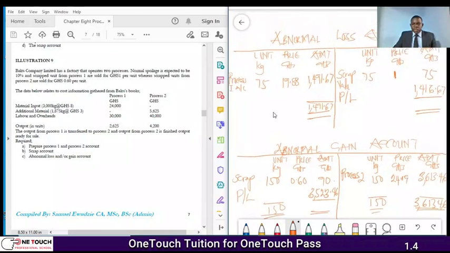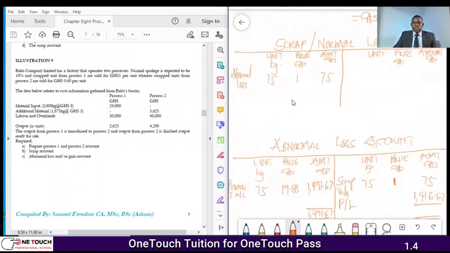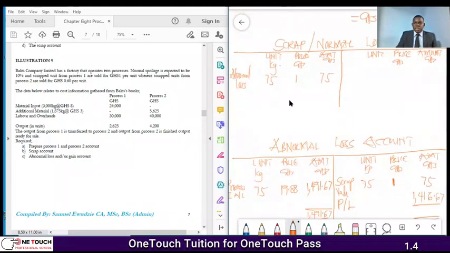So this scrap value will be transferred to the scrap account. So you have abnormal gain of, the value of the scrap is 90 cedis. That is 150 at 0.60. That gives us 90. Good.